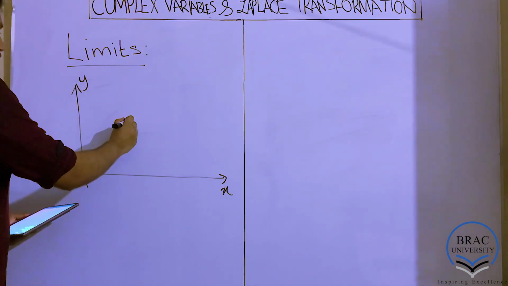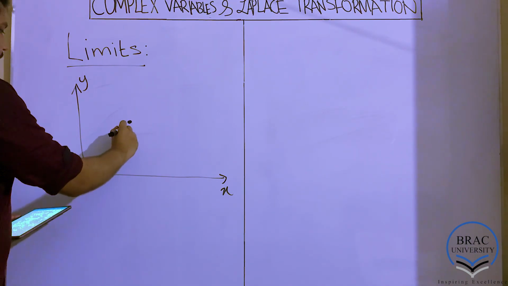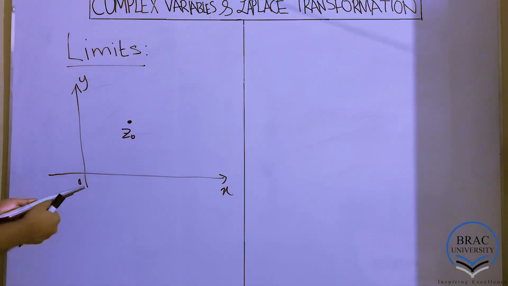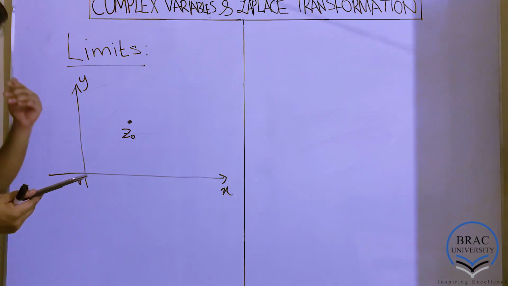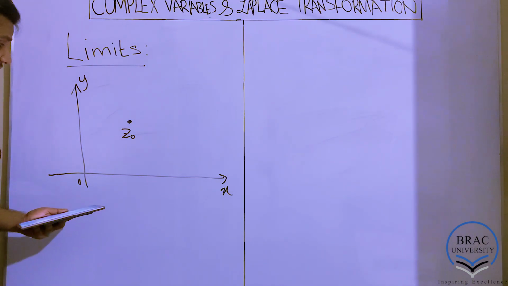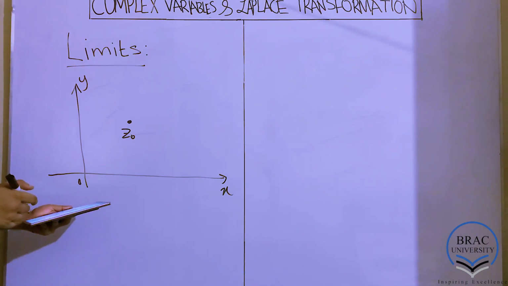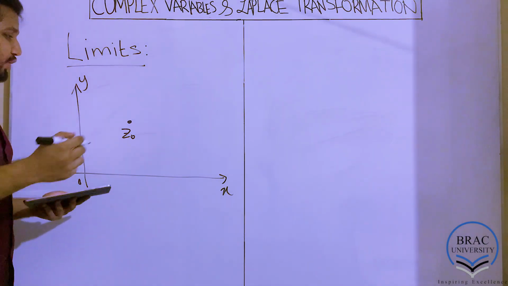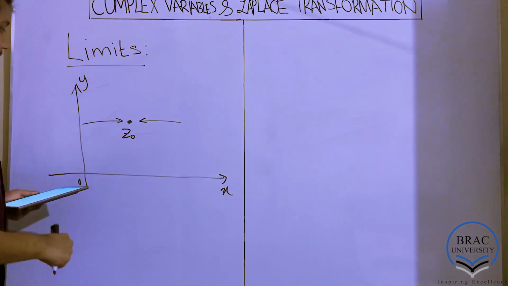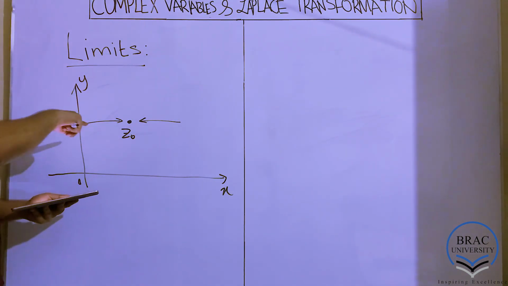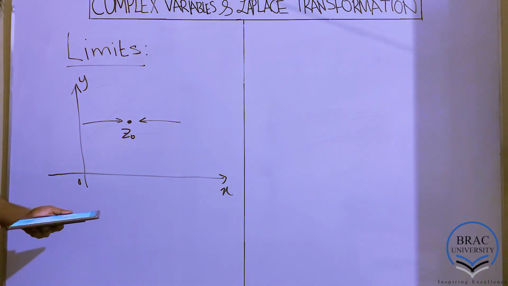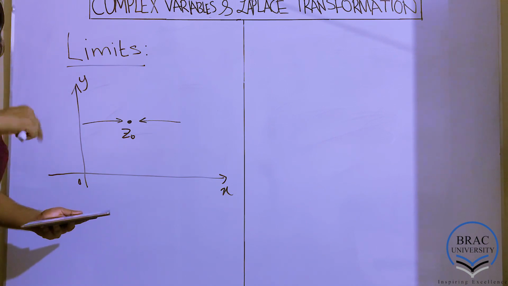Let's say this is your point here, z0. Here we have 0. We want to evaluate the limit of the function at z0. So the issue is, before we had the convention of approaching z0 from the right and from the left. But as you can see, this is not a simple line. I repeat again, this is a plane. So you can approach z0 from multiple different directions.